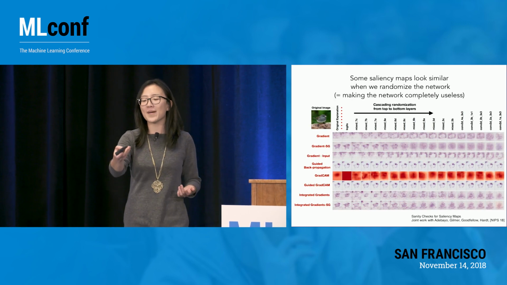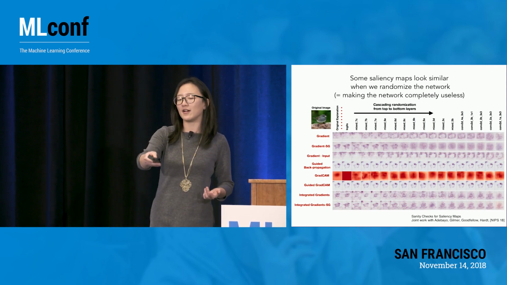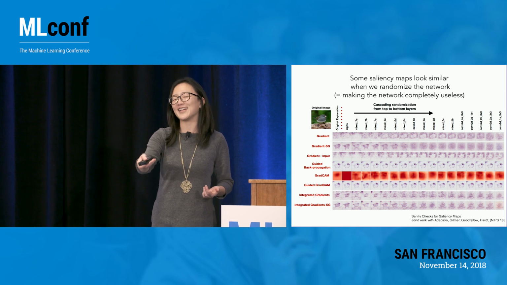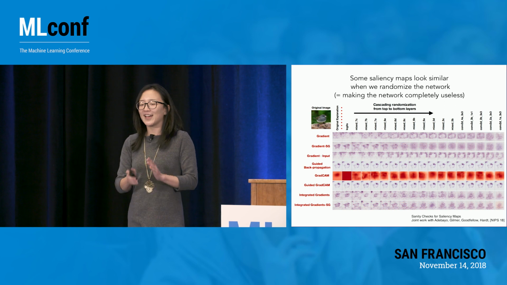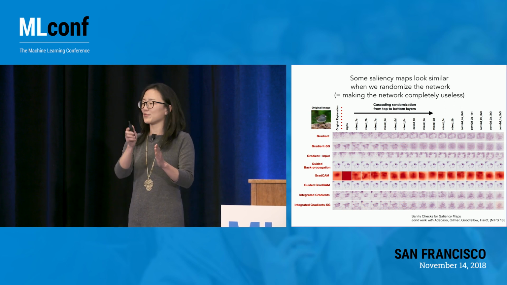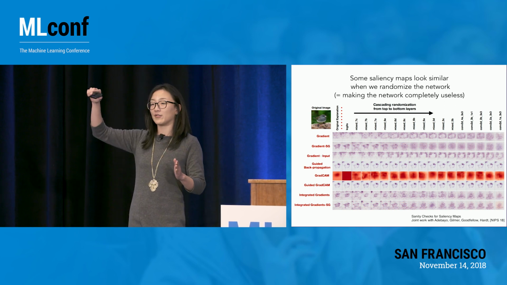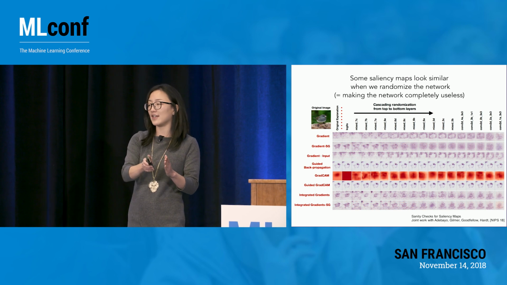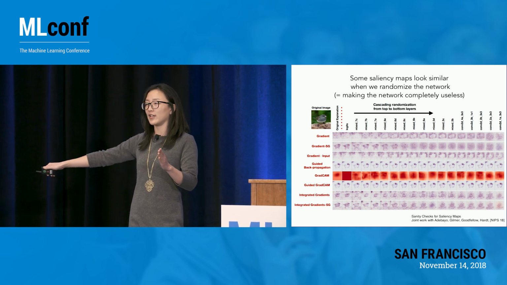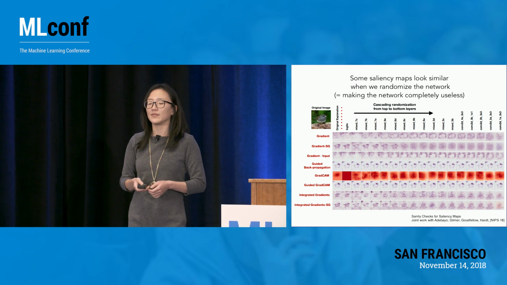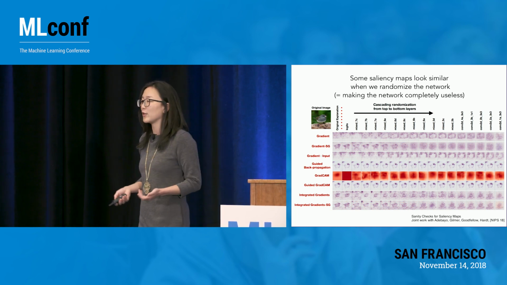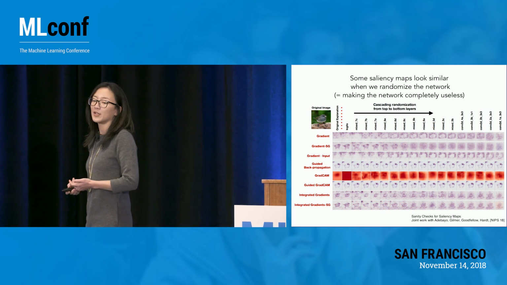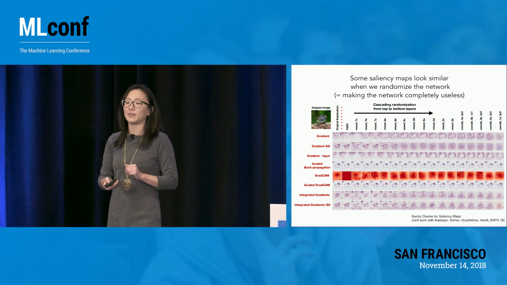So we did this for many different contemporary saliency map methods, some including my own method. And we randomized from the logit layer, the top layer of the neural network, in a cascading manner, working our way to the bottom layer. And we show that some of these methods don't even change a bit from humans' perception. We also have some quantitative measures in our paper.